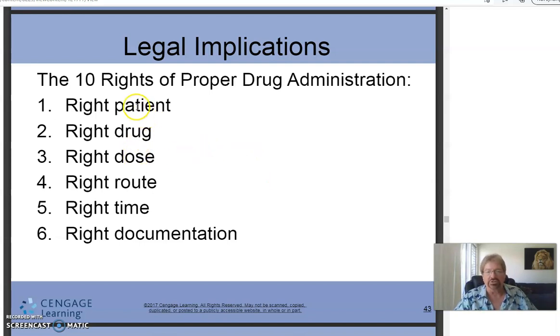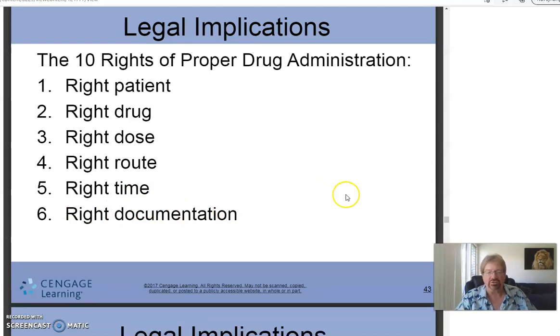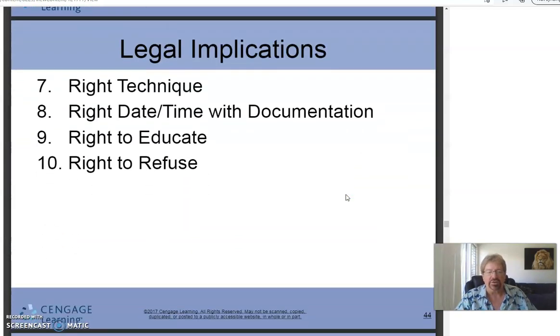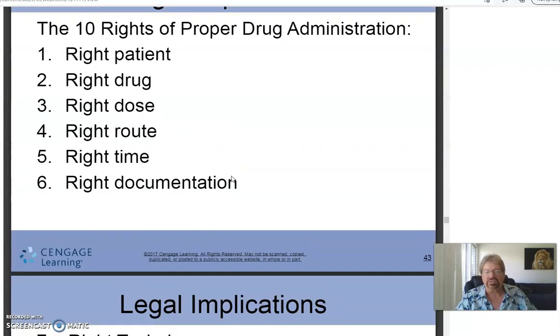Has to be the right patient, the right drug, the right dose, the right route. Might have to be injected rather than a pill, for example. Given at the right time. It has to be accompanied by the right documentation. All this stuff, guys, has to be put in the patient's chart. Right technique. Right date and time with documentation. Right to educate. And finally, the patient has a right to refuse. They may not if they're under 18, but you'll frequently see this as the 6 rights.